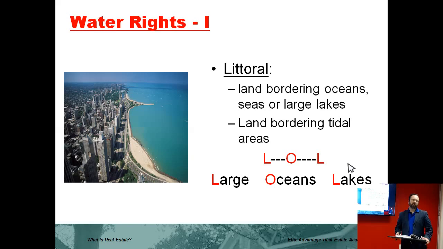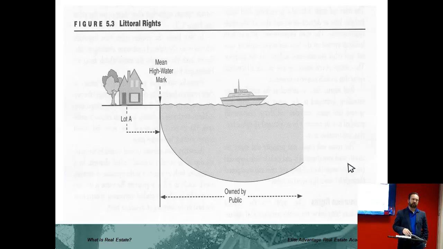Before we go into personal property, let's talk about littoral. So littoral is land bordering oceans or large lakes, otherwise known as LOL. Large oceans and lakes. And we need to understand the difference between riparian and littoral, and if you look down at that figure 5.4, it will show you what that means.